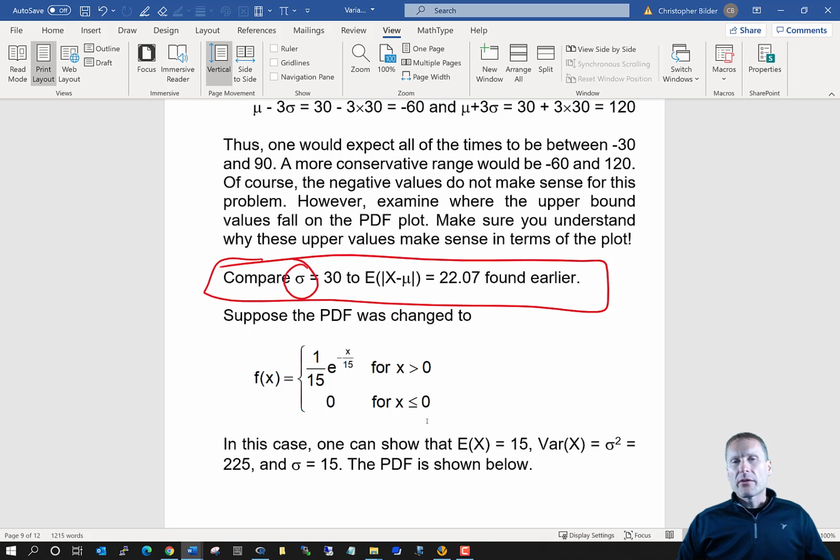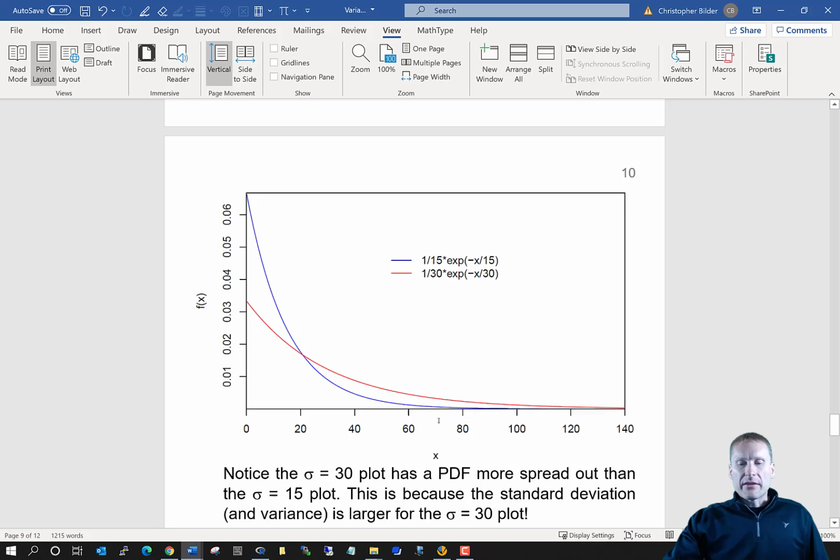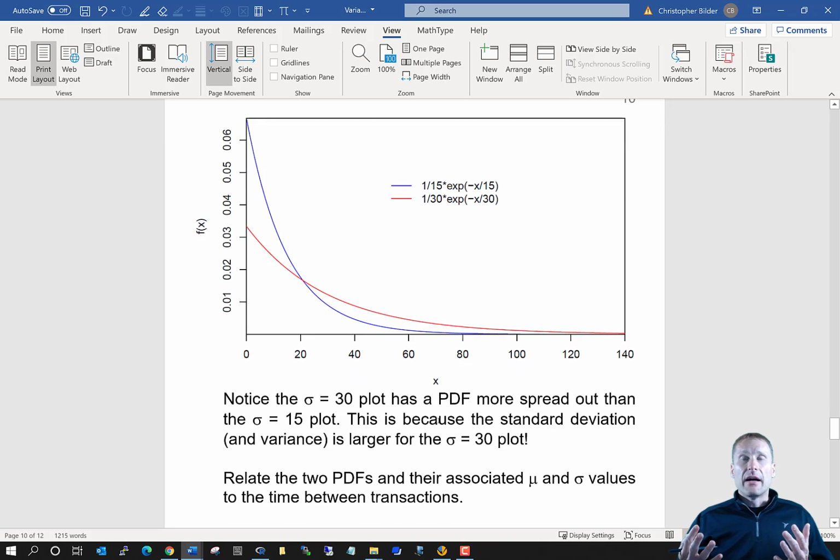Let's look at some other parts to this example to help you understand what the standard deviation measures. Let's suppose we change our PDF to this. It's exactly what we had before, but instead of having a 30 in there, we have a 15 instead. What one can show, and you should be able to do this on your own, is that the expected value of x, or mu, is equal to 15. The variance is 225. The standard deviation is 15. Here's a plot of the PDF with the 15 in there.